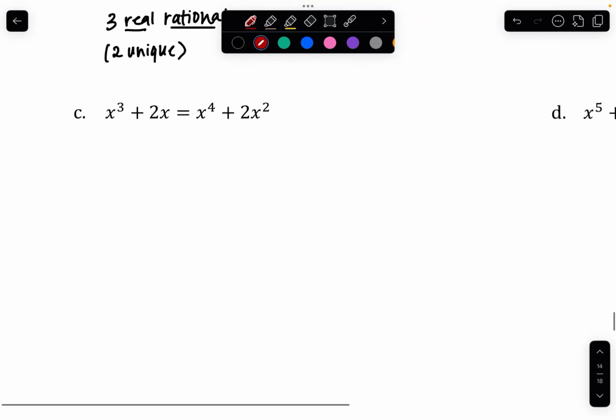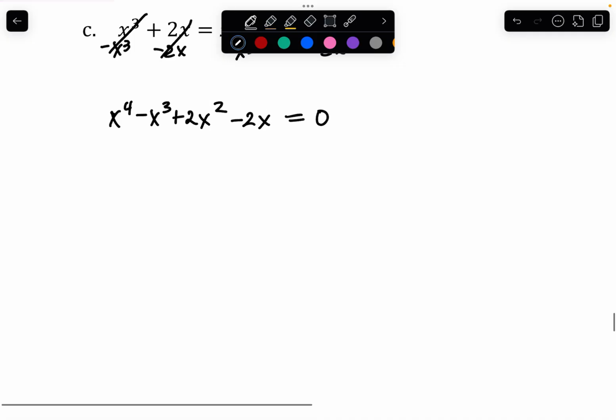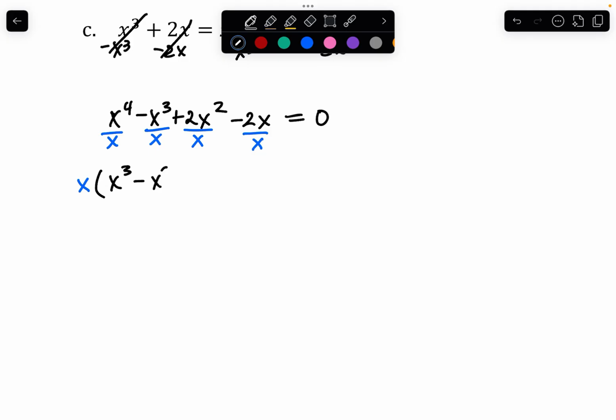Okay, for this next example, we need it set to 0, just like our quadratic equations. And so it's best to have a positive leading term. So I am going to move x cubed over, and I'm going to move the 2x over. Okay, and so that gives me x to the 4th minus x cubed plus 2x squared, putting them in order, minus 2x equals 0. Once again, my last term is not constant, so I can divide out an x from each term, leaving me with x cubed minus x squared plus 2x minus 2.